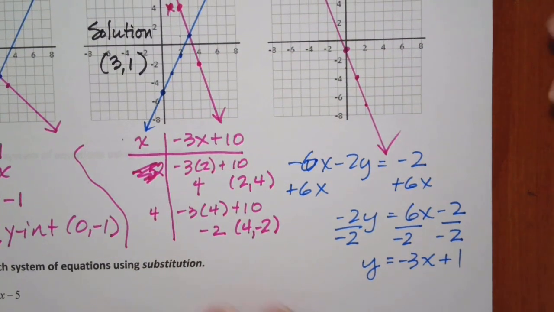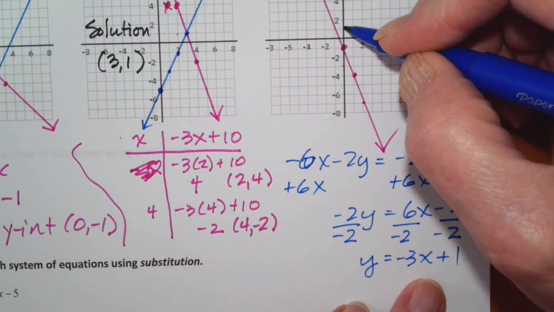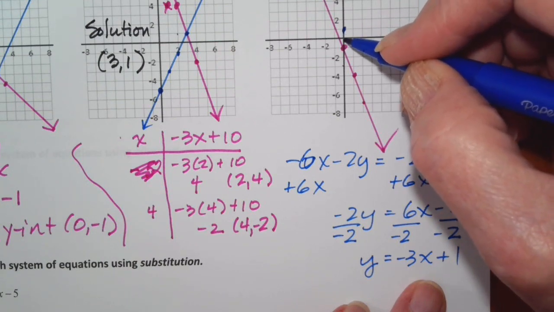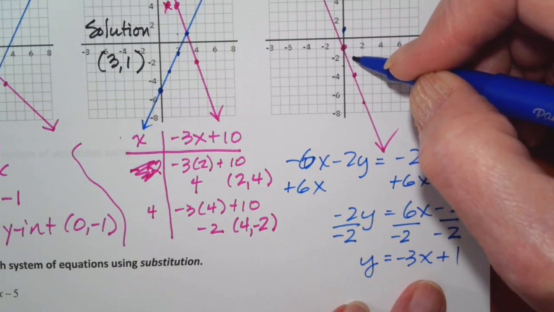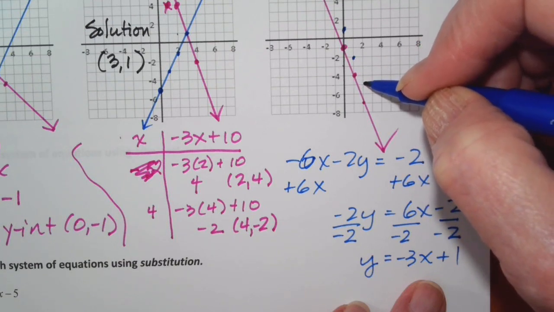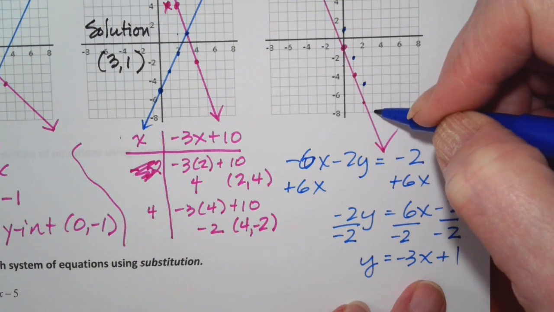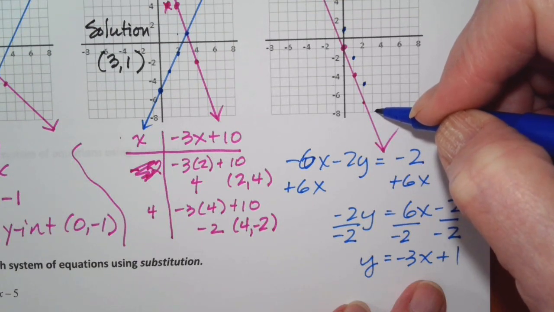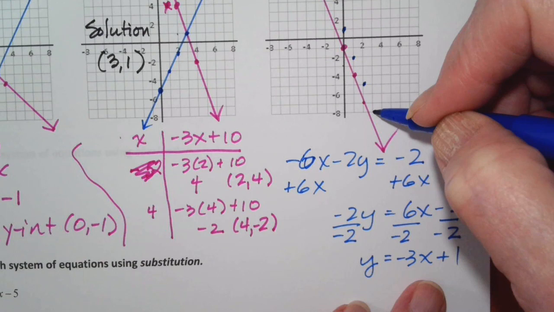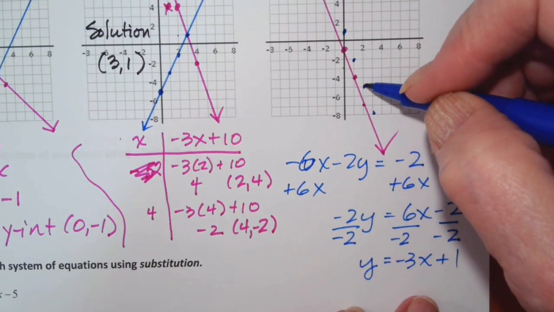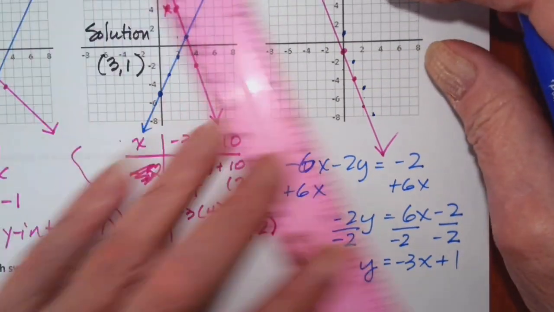Okay, so to graph this one, I'm going to start at 1 on my y-axis and go down 1, 2, 3 over 1, and repeat that, down 3, over 1. Okay.